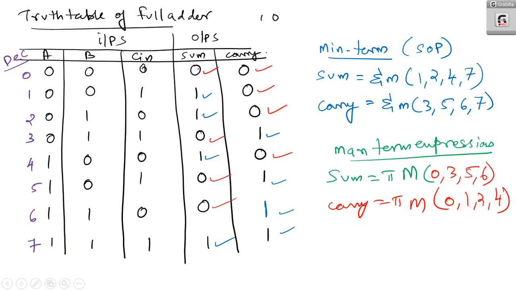Now coming into the basic expressions of full adder. We have realized the min-term and max-term expressions of full adder. Sum in min-term form is sigma m 1, 2, 4, 7, and carry is sigma m 3, 5, 6, 7. Coming into max-term expression, sum is equal to pi m 0, 3, 5, 6 and carry is pi m 0, 1, 2, 4. That is again in max-term expression form.